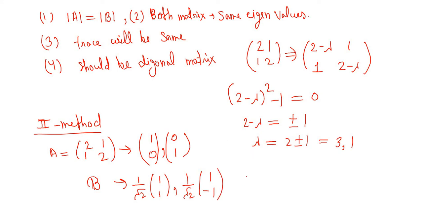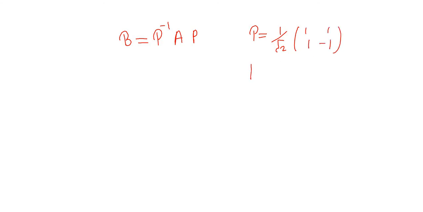Okay, so we will create an invertible matrix P using these vectors, these bases. We can write P as x1 comma x2, the invertible matrix, and that will be 1 by root 2 times (1 1; 1 minus 1). Now you can find matrix B using the formula P inverse A P. Now you have to find P inverse. You can see that P into P transpose is equal to identity, so it is an orthogonal matrix.